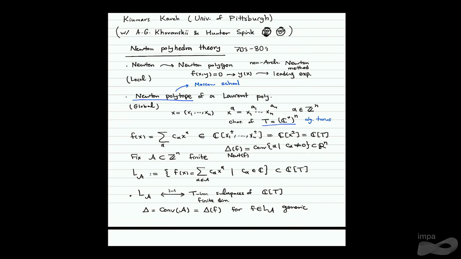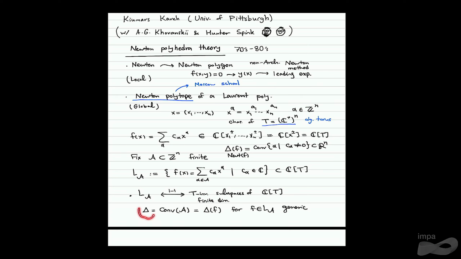Such subspaces of Laurent polynomials are exactly the torus invariant subspaces of C[T], the Laurent polynomials. This is an infinite dimensional vector space. T acts on it, and invariant subspaces are exactly of this form. A is the set of weights of the invariant subspace. Okay, so these subspaces are in one-to-one correspondence with T invariant subspaces.